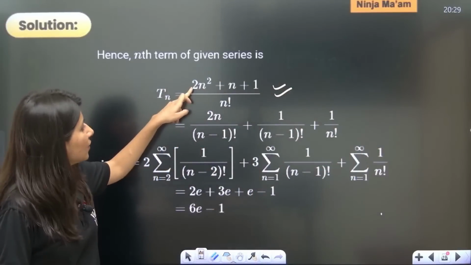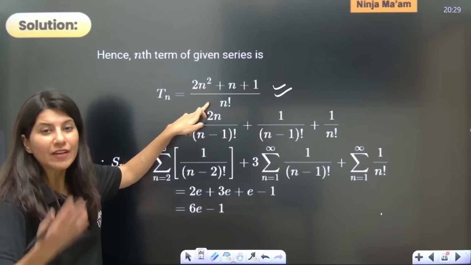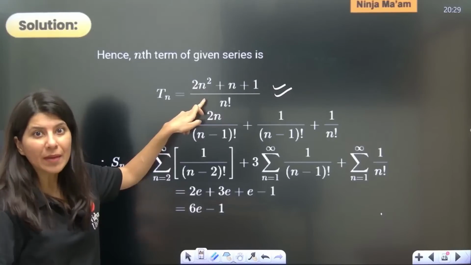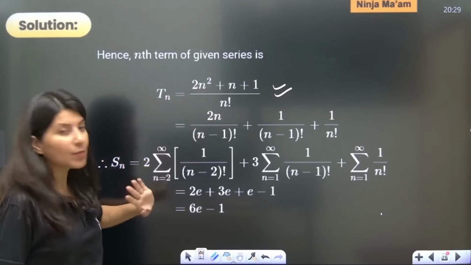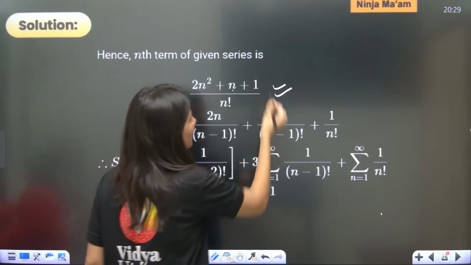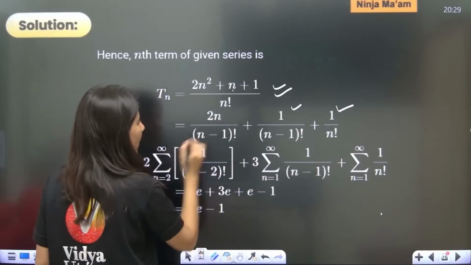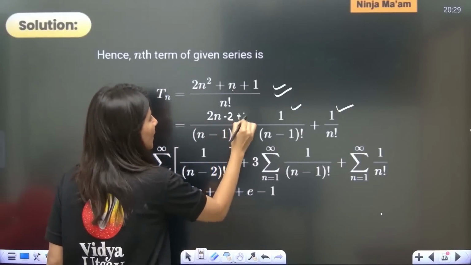See, this is 2n square upon n factorial. So n factorial will be n up into n minus 1. N cancels, so this is 2n upon n minus 1 factorial. Okay, done. This is n upon n factorial is 1 upon n minus 1 factorial, and this is it. Okay, so this is also done. What I have to do is subtract minus 2 and plus 2.